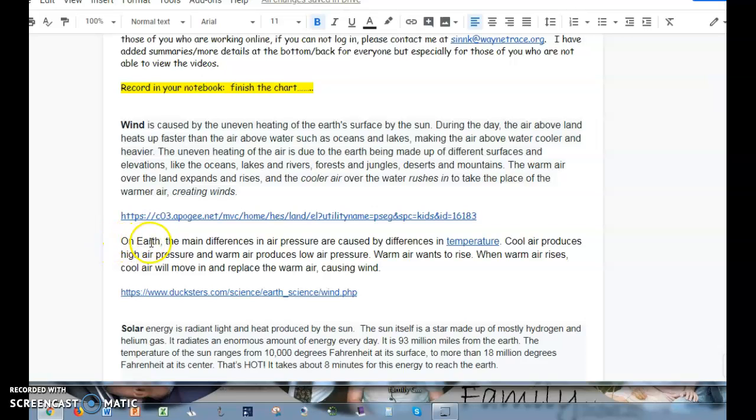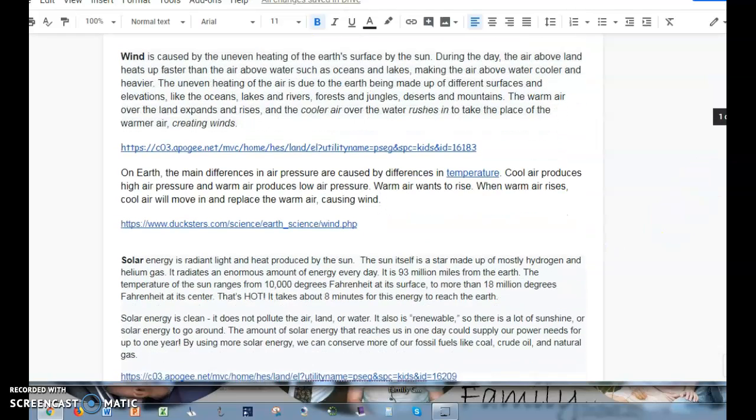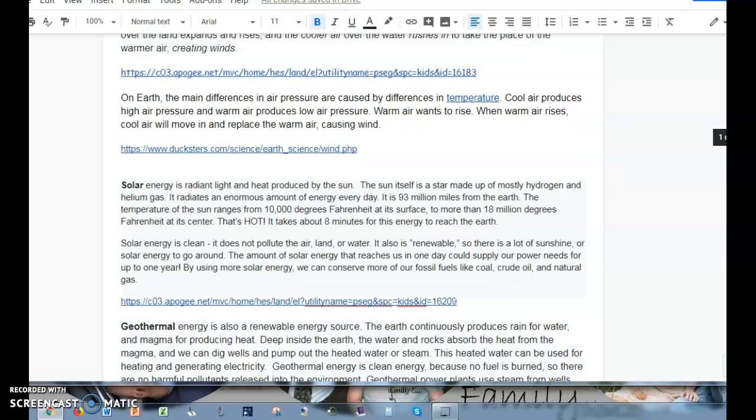Another source I found says, on Earth, the main differences in air pressure are caused by differences of temperature. The cool air produces high air pressure, and warm air produces low air pressure. So this is what you need to think about. Warm air wants to rise. When the air rises, cool air moves in and replaces the warm air, causing wind. That's wind. Fill in your chart about wind.